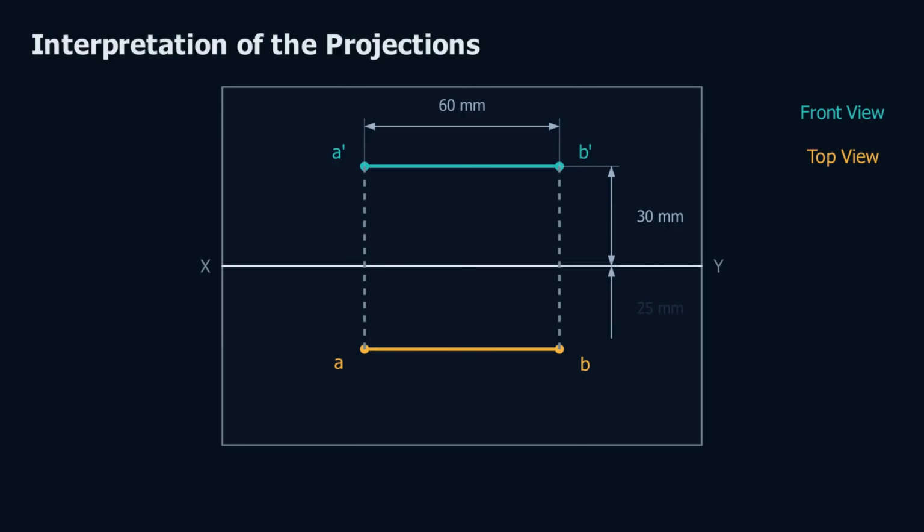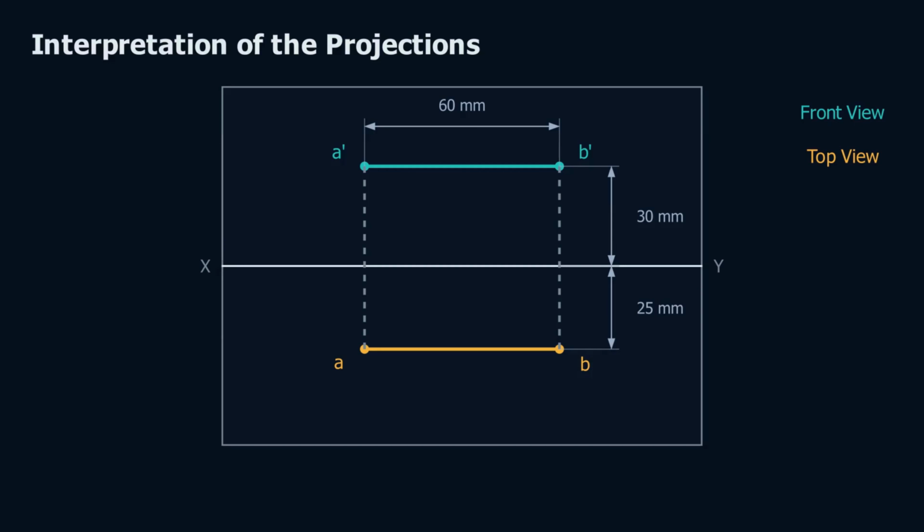In the top view, ab lies 25 millimeters below XY, because the line was 25 millimeters in front of the vertical plane. Distance from VP becomes distance below XY. Every number from space lands unchanged on the flat sheet.